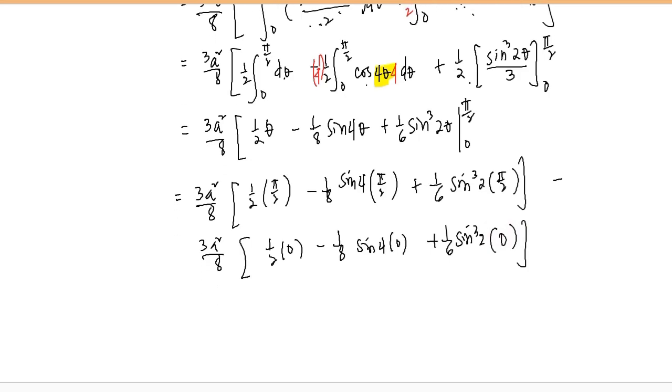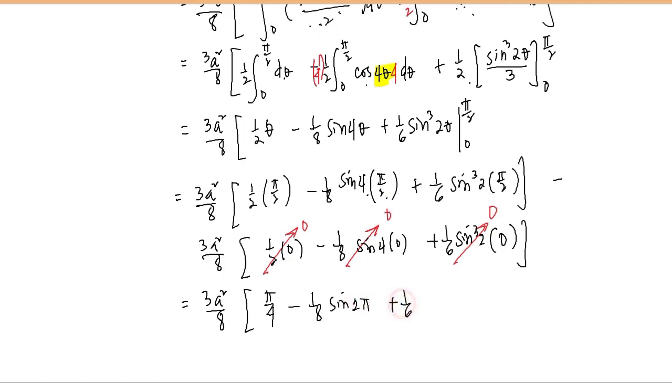And if we are going to evaluate the lower limit, as you can see here, this is 0. The sine of 0 is 0, so meaning this is 0, and that would make this term also equal to 0. So, let us simplify our upper limit. We have here 3a squared over 8 multiplied by pi over 4 minus 1/8 sine of 4 times pi over 2, so that's 2 pi, plus 1/6 sine cube 2 times pi over 2 is pi.